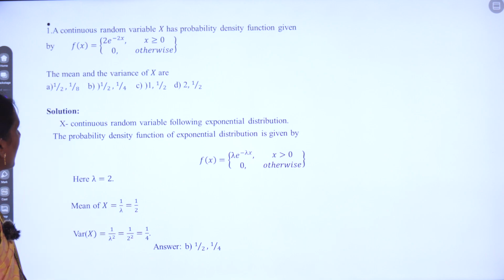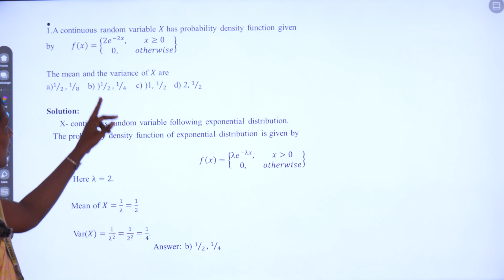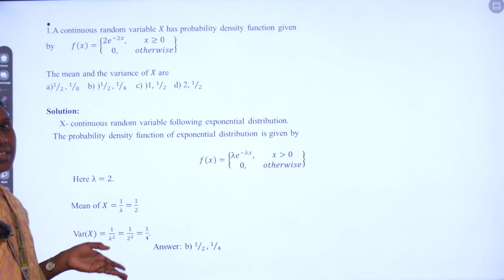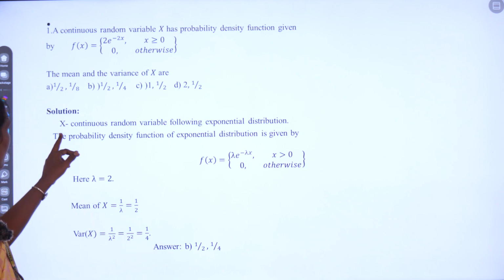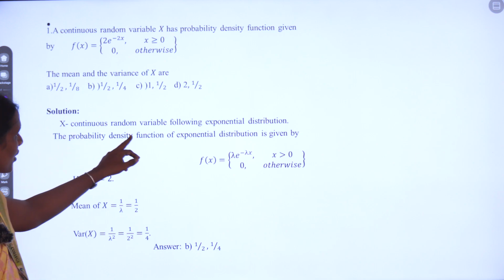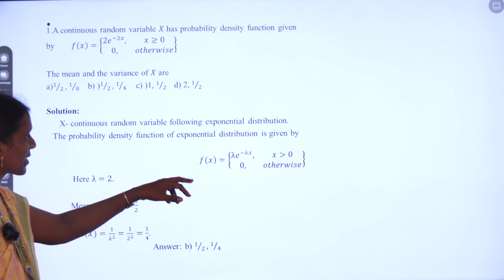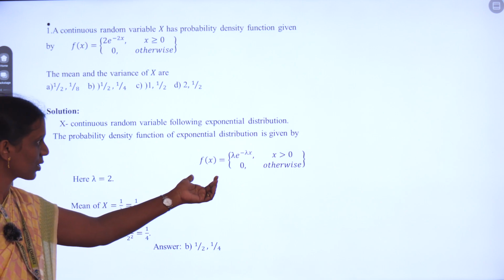So first problem: a continuous random variable capital X has a probability density function given by f of x is equal to 2 e power minus 2x, x greater than or equal to 0, and is equal to 0 otherwise. The mean and variance of x are, so we were given four options, so we have to find the mean and variance. So first we have to list down what is given in the question. Here capital X represents a continuous random variable following exponential distribution. The probability density function of exponential distribution is given by f of x is equal to, as we know, this is a PDF of the exponential distribution.